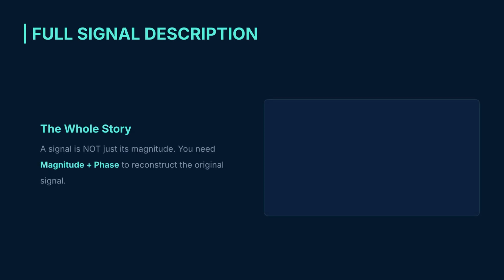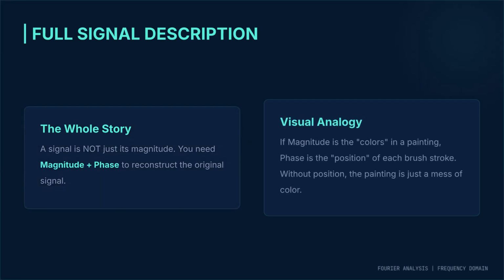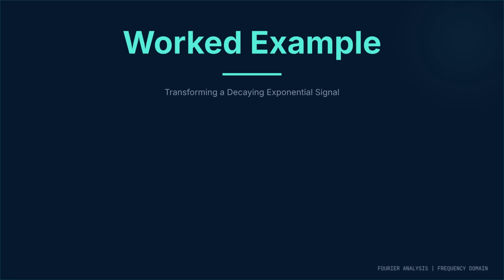Think of magnitude as the colors of a painting and phase as the position of each brushstroke. Without phase, it's just a mess of color. Let's now work through a mathematical example, transforming a decaying exponential signal.